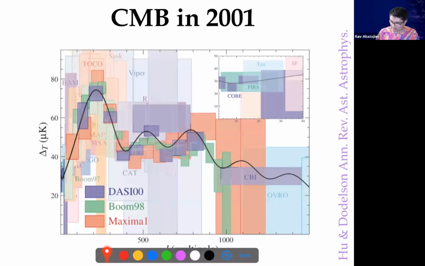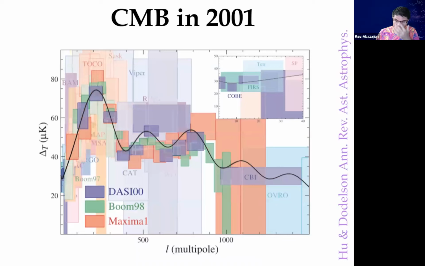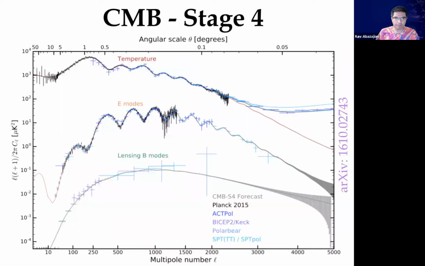Okay, and this is from a review by Wayne Hu and Scott Dodelson, and I highly recommend that if you're interested in the physics of the cosmic microwave background and understanding the origin of the anisotropies and how they constrain cosmology. But anyway, so this is where things stood 20 years ago, and now this is where things sit today. Okay, and the title should be slightly different. It's from what will happen in the future. There's a forecast and data on here.